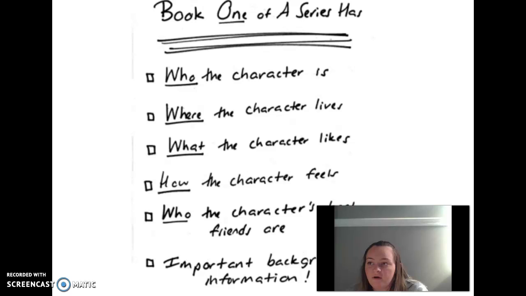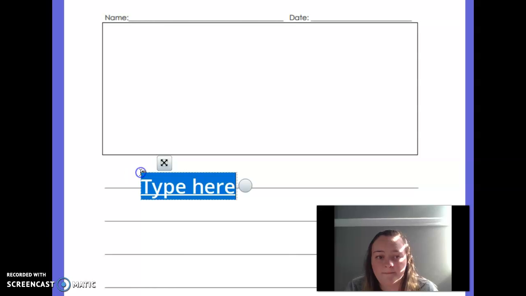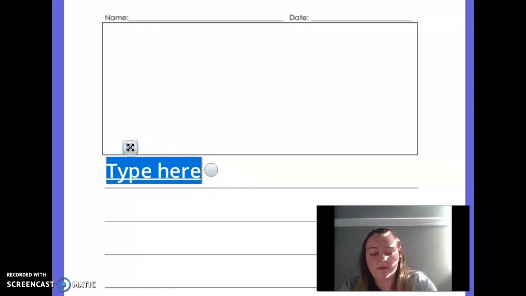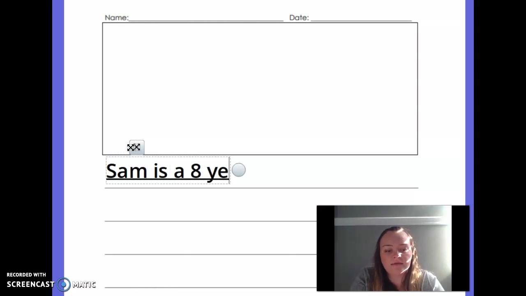Now, I've thought about what I could say to introduce Sam to my reader, and I think I'm ready to write my introduction. I want to tell my reader that Sam is a girl and how old she is, and they'll need to know so they can get a good picture in their mind. I think I'm going to write: Sam is an 8-year-old girl.